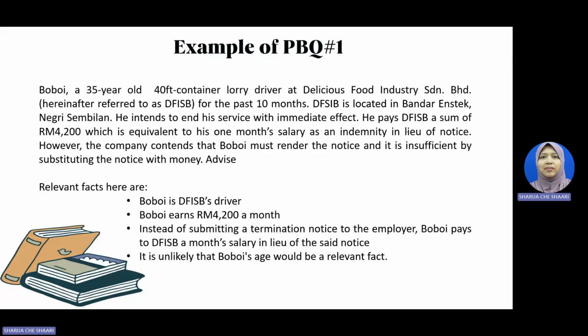Okay, so now we will do it together. There are two PPQs that I have created for us to do together. First, let's read the facts. I give you a few minutes to read the facts.